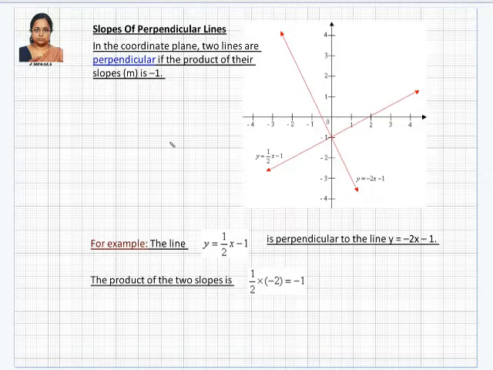Perpendicular lines will have the product of the slopes equal to -1. So you can see here m1 into m2 is going to be minus 1 in this case, where m1 is one slope here and m2 is another slope here. Here you can see the values also mentioned. Half is a slope here and minus 2 is a slope here. So when you multiply half into minus 2, you are getting minus 1. That's the answer. That means these two lines are perpendicular to each other.